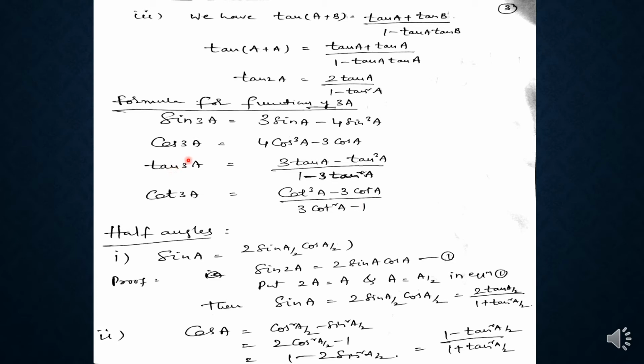So sin 3A is equal to 3 sin A minus 4 sin cube A. Cos 3A is equal to 4 cos cube A minus 3 cos A. Tan 3A is equal to 3 tan A minus tan cube A by 1 minus 3 tan square A. Cot 3A is equal to cot cube A minus 3 cot A divided by 3 cot square A minus 1. So these are the functions of 3A.